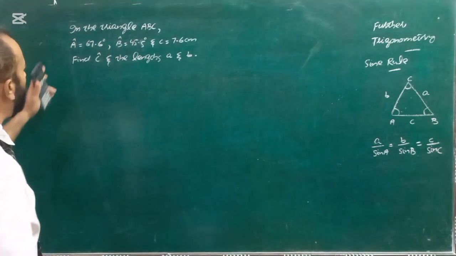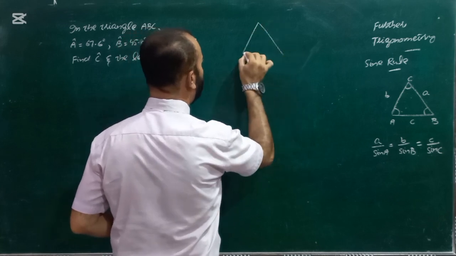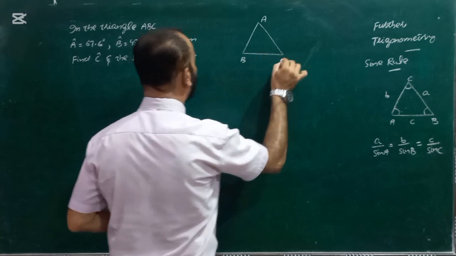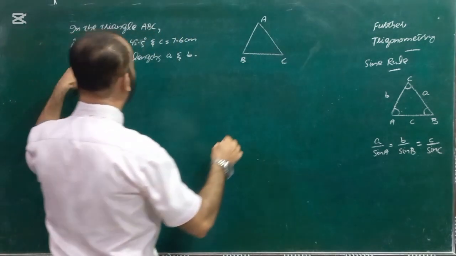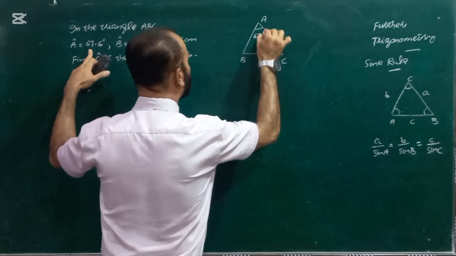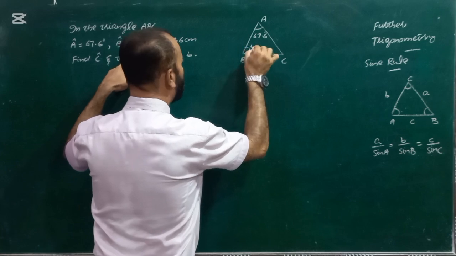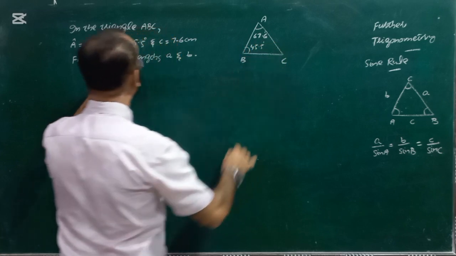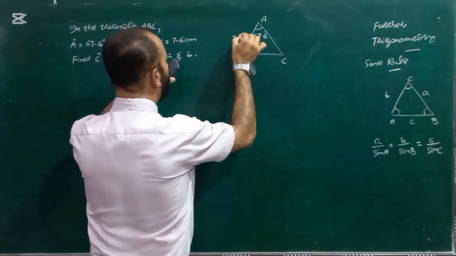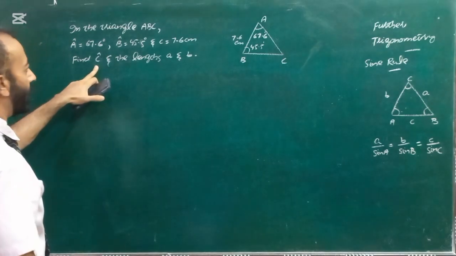So here is a question in the triangle ABC. So now we will draw a triangle ABC. Okay, A angle is 67.6. B angle is 45.5. And C is 7.6. The side opposite to C is 7.6. Okay, find C angle.